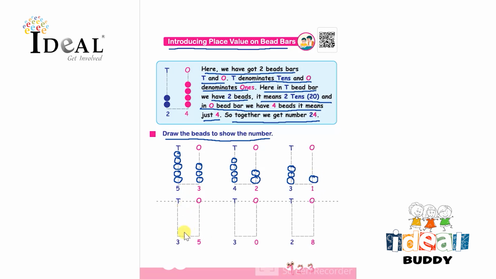In 35, at the tens place there would be 3 beads, and at the ones place there would be 5 beads. In 30, at tens place there would be 3 beads, and ones place 0, so no beads. In 28, at tens place there would be 2 beads, and at the ones place there would be 8 beads.